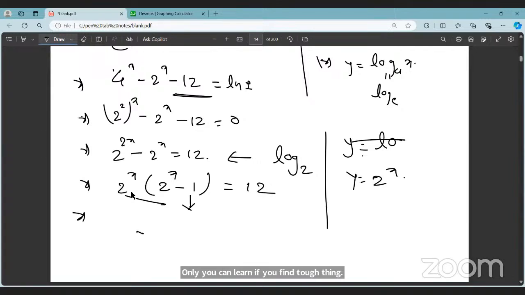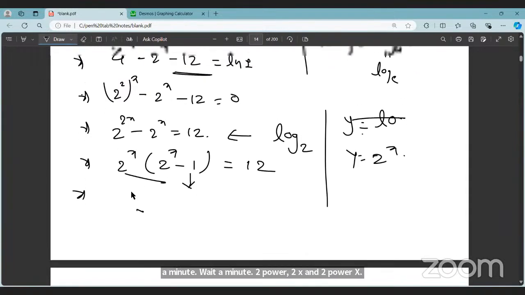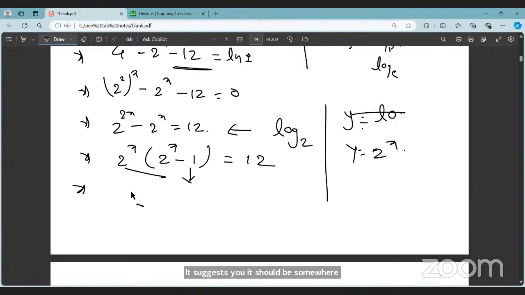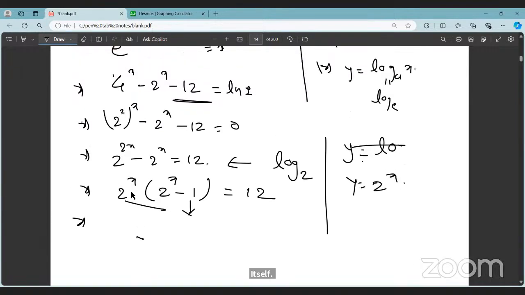Look, Ma'am, I told you these problems are very basic mathematics. You know, 2 power 2x, and 2 power x. There's always a time constraint. Wait a minute. 2 power 2x and 2 power x. It's glaring that one is the square of the other. So it suggests it should be y square minus y equal to 12. Y becomes either 6 or 5.